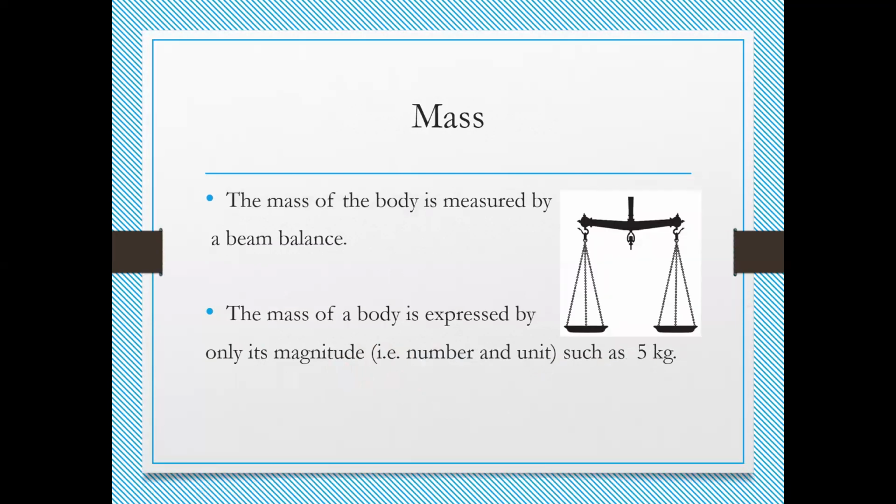Mass of a body is measured by a beam balance. I hope you all know what a beam balance is. A diagram is also given here. The mass of a body is expressed by only its magnitude, that is, by the number and unit. For example, we say that the mass of a body is 5 kg. Here 5 is the number and kg is the unit. So mass of a body is expressed only by its magnitude, that is, by its number and unit.